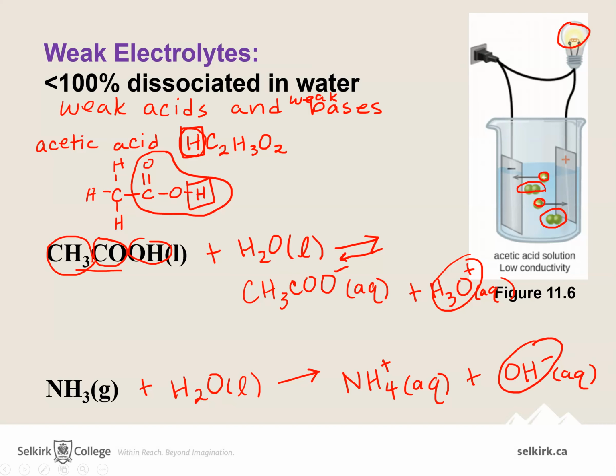One more thing. This is a weak base. It's a weak electrolyte. So I'm going to add reversing equilibrium arrows there. And when this particular one comes to equilibrium, again, you've got way more neutral ammonia molecules than ammonium and hydroxide ions. So that's why it's a weak electrolyte.